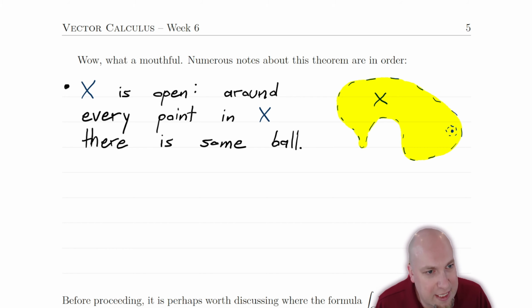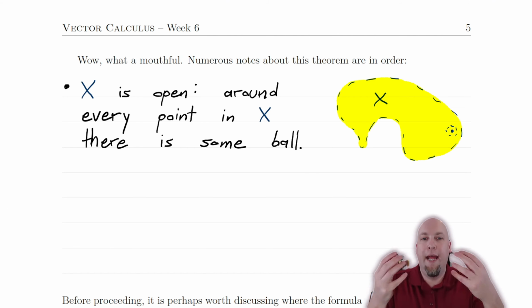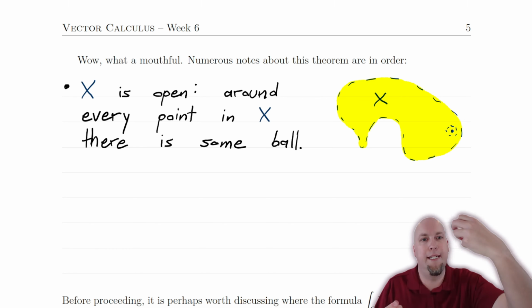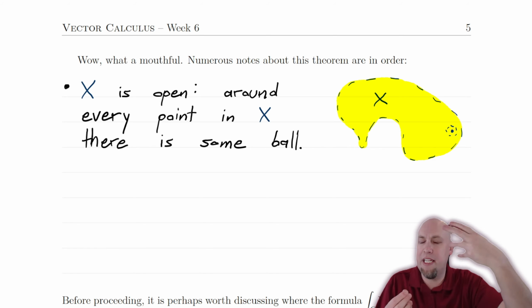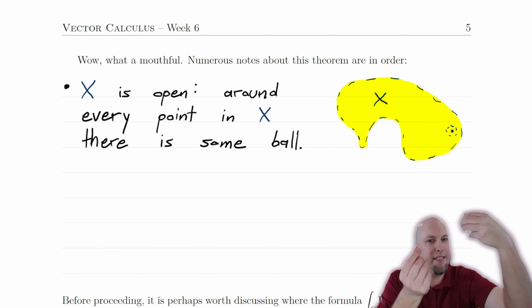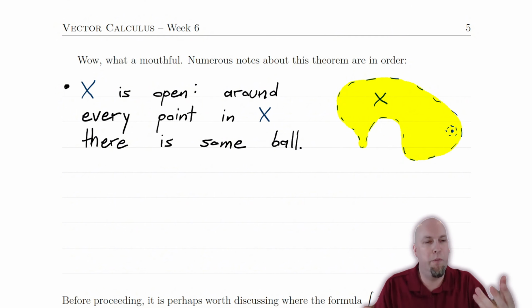I picked some point in the set, there's a tiny little ball around it. And that's got to be true no matter which point you pick, no matter how close to the boundary it is, you can still squeeze in a tiny little ball around it. In other words, every single point in the set has to have a little bit of wiggle room on all sides around it. So the intuition here is that it doesn't include the boundary. There's nothing on the boundary of the set. If that's the case, then it's what we call an open set.